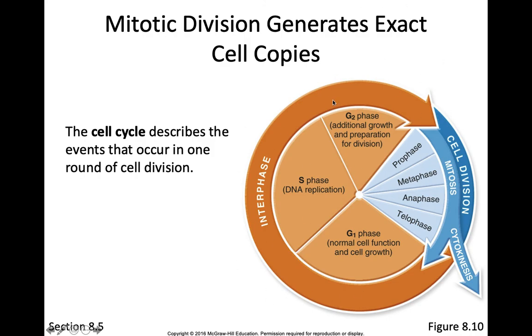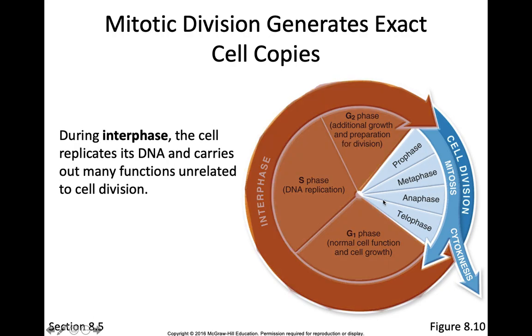So this is the cell cycle. This is how cells divide, the steps that they take to divide. The very first thing that's going to occur is the phase called interphase. Every single cell in your body that divides by mitosis is going to spend the vast majority of its life in the phase called interphase. And that phase, interphase, is broken into three separate phases as well.